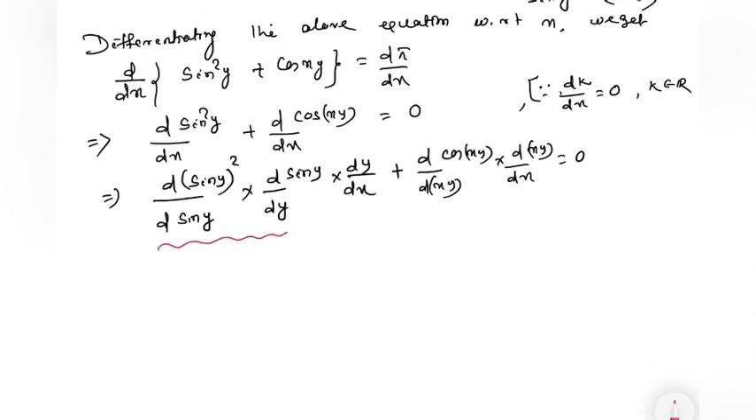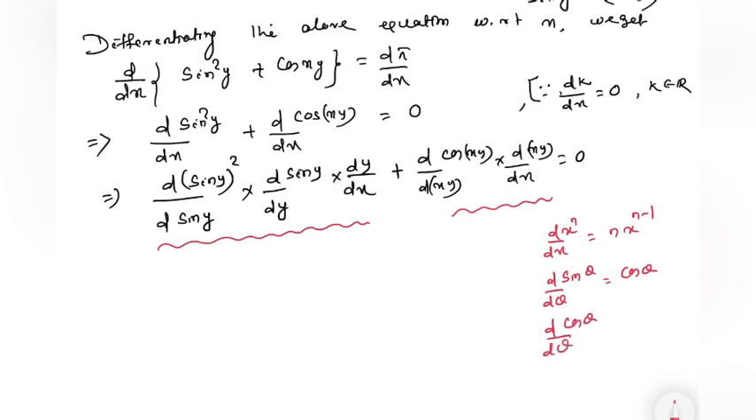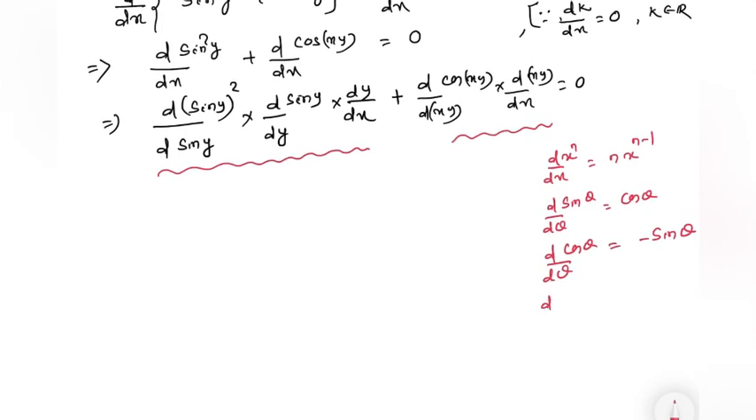Here what I have done is only the chain rule. Here I have applied the chain rule, here also apply the chain rule. Which formula will be applied here? Derivative of x to the power n with respect to x gives n into x to the power n minus 1. Next formula: derivative of sin theta with respect to theta gives cos theta. Another formula: derivative of cos theta with respect to theta gives minus sin theta. And at the end you will use the derivative of the product, u dv plus v du. This formula will be applied in this line.